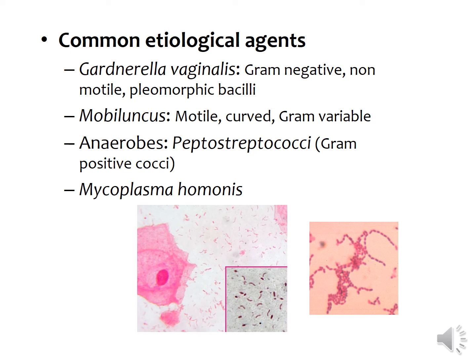Etiological agents are Gardnerella vaginalis, which is a gram-negative, non-motile pleomorphic bacillus, and Mobiluncus, which is motile, curved, and gram-variable. Usually they are present in the normal vaginal flora. Anaerobes like Peptostreptococci, which are gram-positive cocci, are also responsible. And Mycoplasma hominis is another important organism causing bacterial vaginosis.